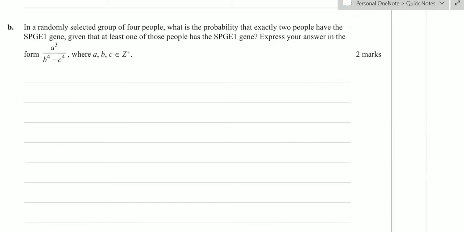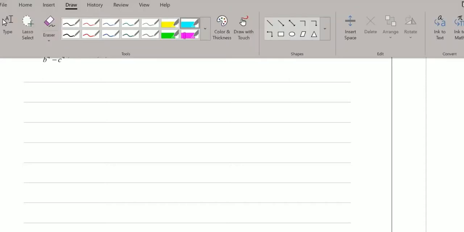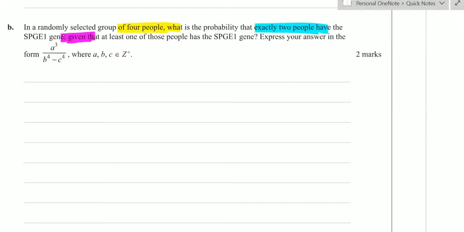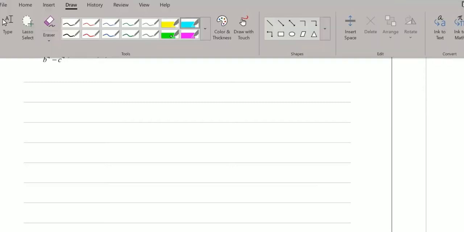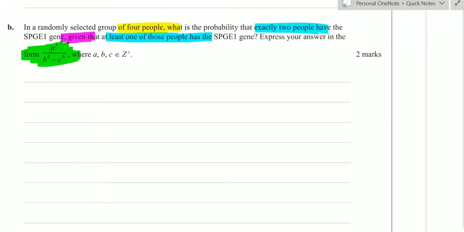So next question is, we have another group of 4 people, and now it's asking what's the probability that exactly 2 of them have it, given, so that's a condition that's important, that at least one has it. And then the most important part of the question is it's telling you what form it is. And then it's also giving you some conditions. Just the conditions are important.